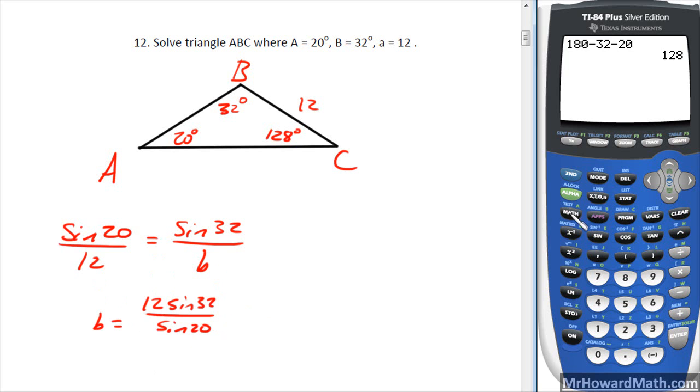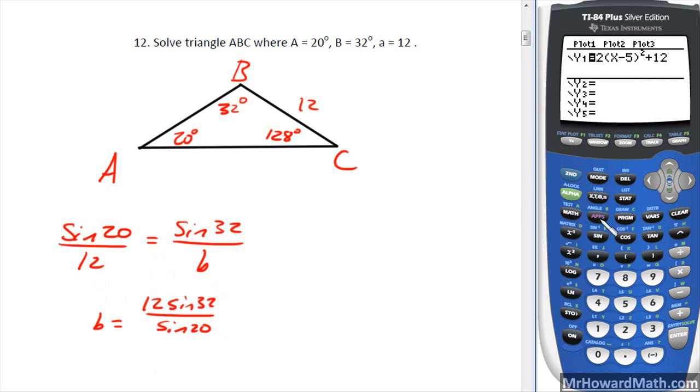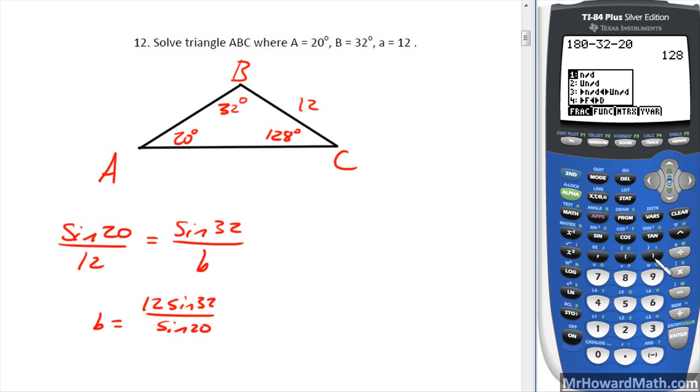And we'll put that in our calculator. Remember, on a lot of these, it's easier if you use the fraction button, 12 sine 32. That way you don't have to worry about all the parentheses. So I definitely recommend you do that. Sine 20, so 18 point, we'll round to one decimal place, 18.6.